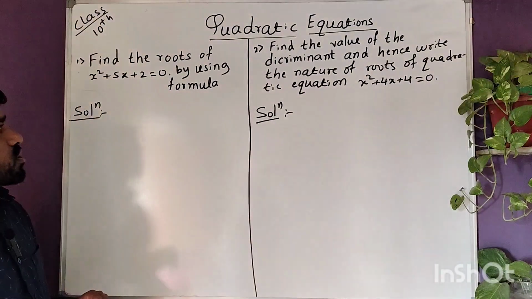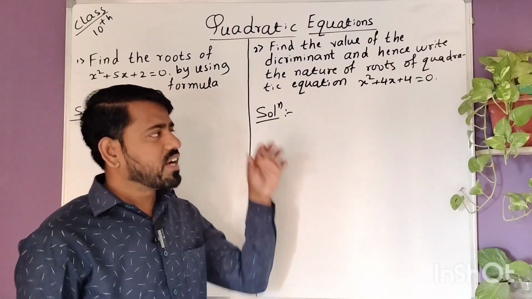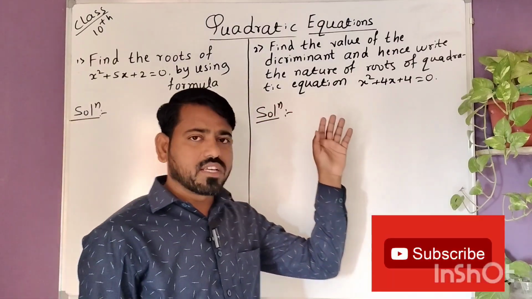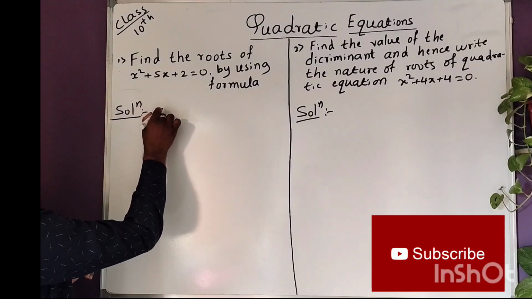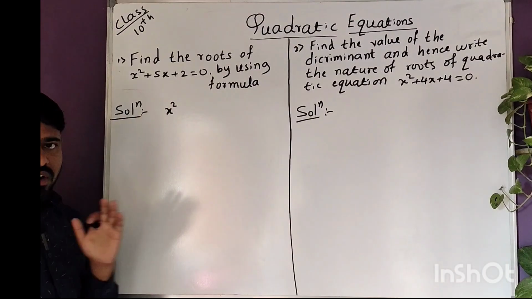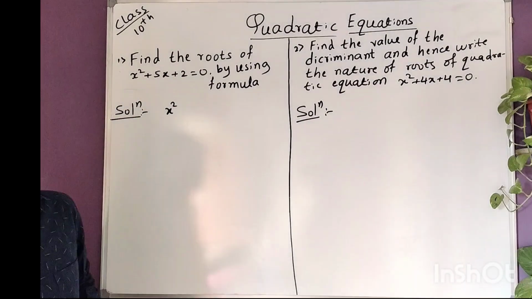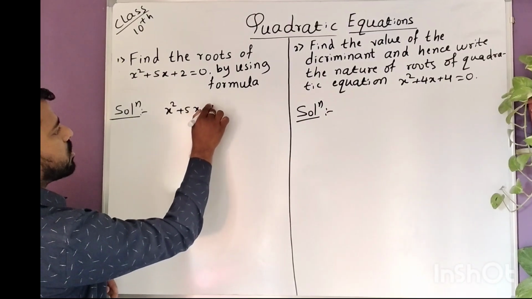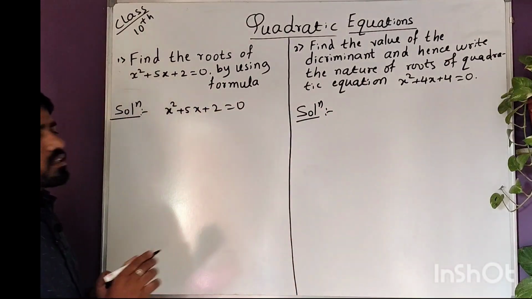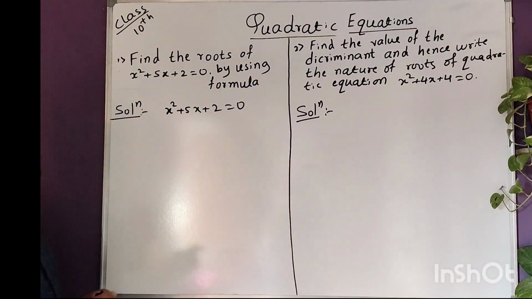Here the first question is to find the roots of the quadratic equation by using the quadratic formula, and the second problem is to find the discriminant. So first, check whether the equation is in standard form or not. If it is not in standard form, first write the equation in standard form. Now the equation is already in standard form, so it is not necessary to rewrite it. They asked to find this by using the quadratic formula.